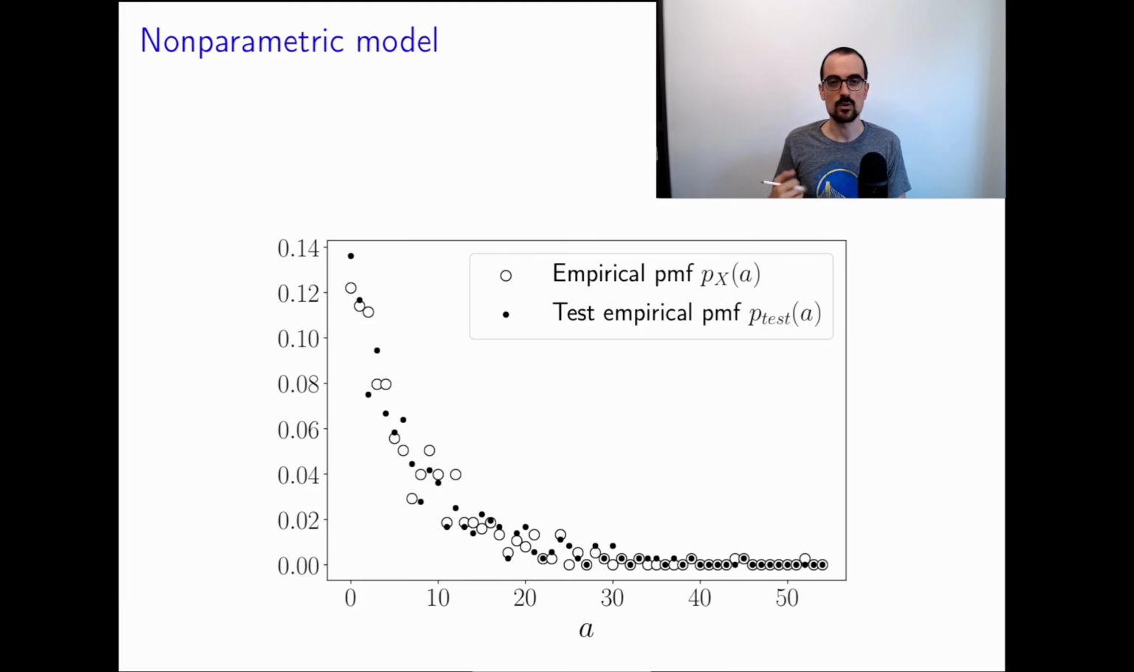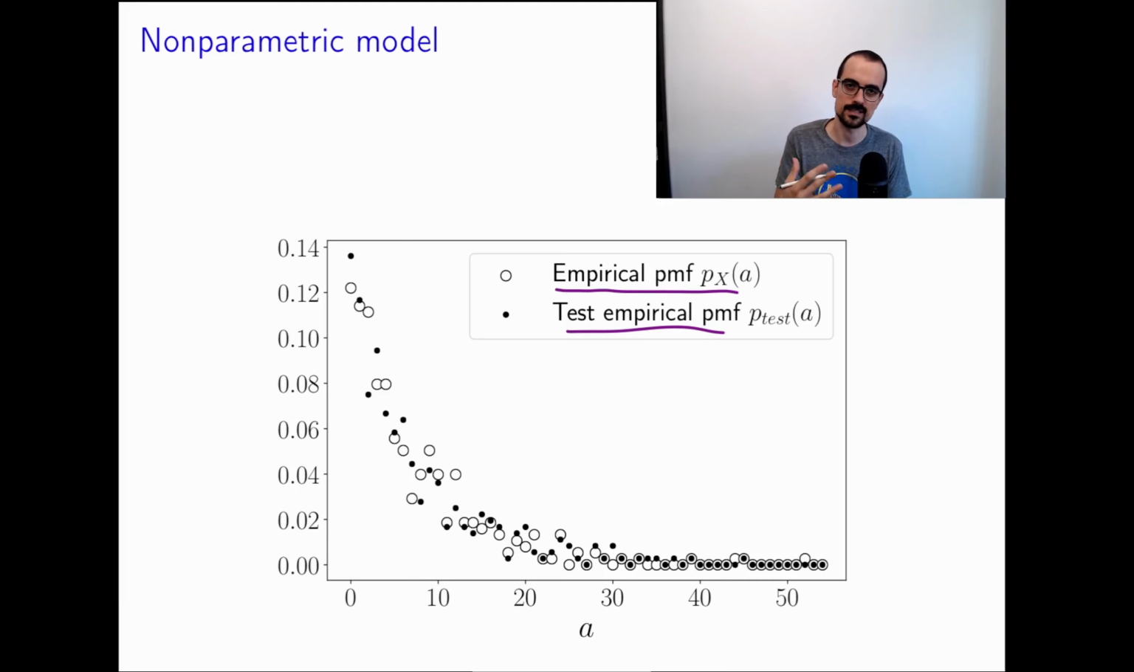Okay, so let's take a look at how the non-parametric model does. And here you can see that both the empirical PMF estimated from the training data, which are the white circles, and the test empirical PMF, which is what we would like it to approximate, they all fluctuate, and they're kind of close to each other, so it's not a bad estimate, but they're definitely not on top. The estimate is definitely not perfect.